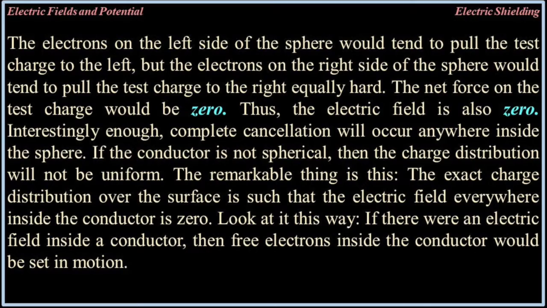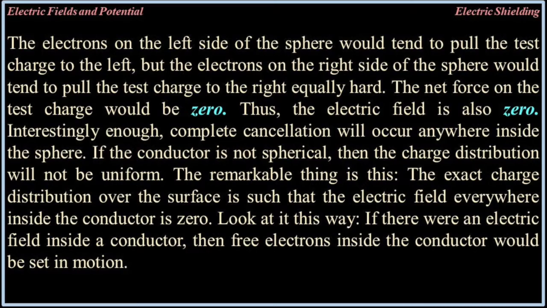The electrons on the left side of the sphere would tend to pull the test charge to the left, but electrons on the right side of the sphere would tend to pull the test charge to the right equally hard. The net force on the test charge would be zero. Thus, the electric field is always zero. Interestingly enough, complete cancellation will occur anywhere inside the sphere.